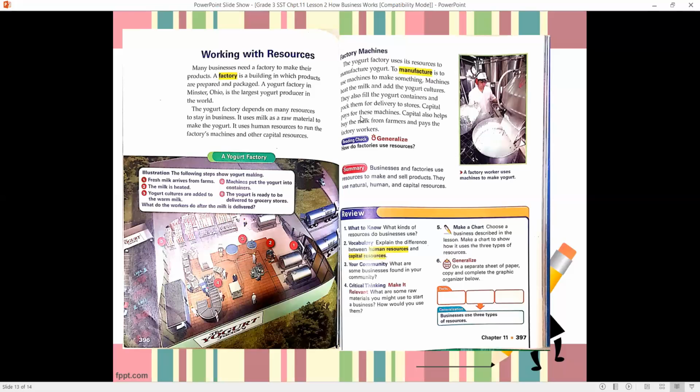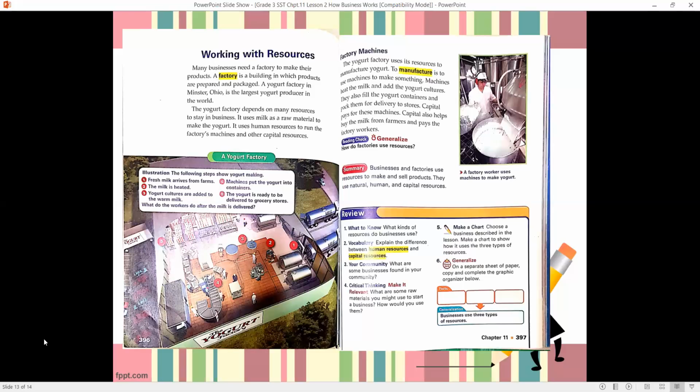Capital pays for these machines. The capital resources, the money that they use in the business, is used for these machines. Capital also helps to buy milk from farmers and pays the factory workers. So when a person has a business, he has capital, he needs the money. And this money helps the business grow. This money is used to buy the milk from the farmers, to pay the factory workers, to use for the production of their business.